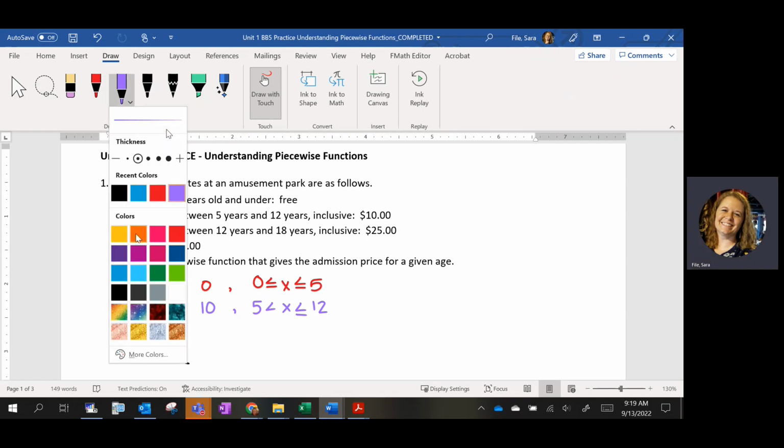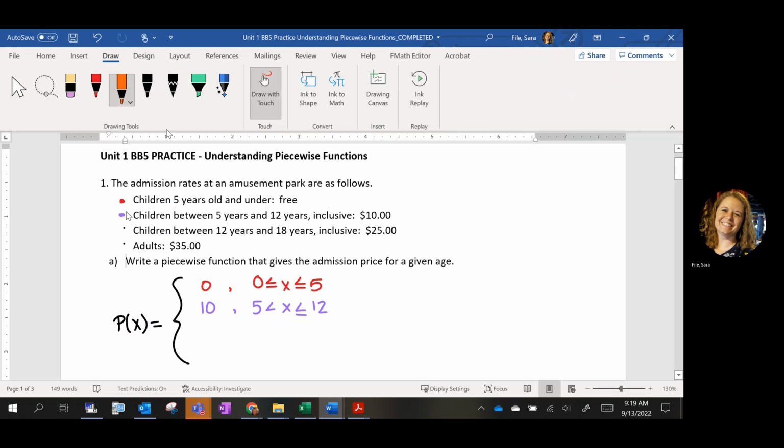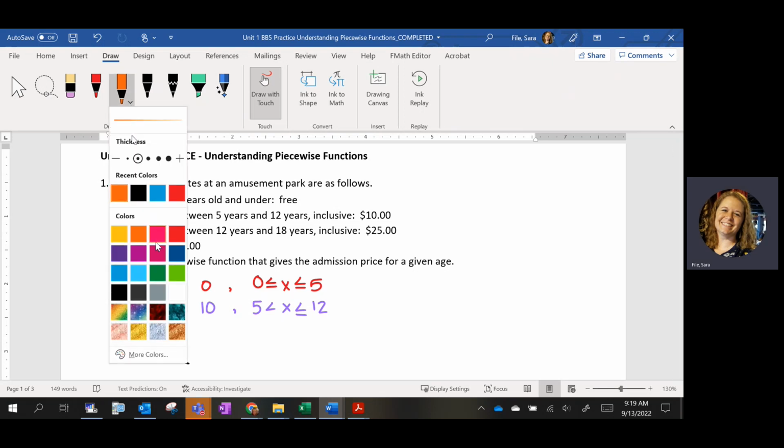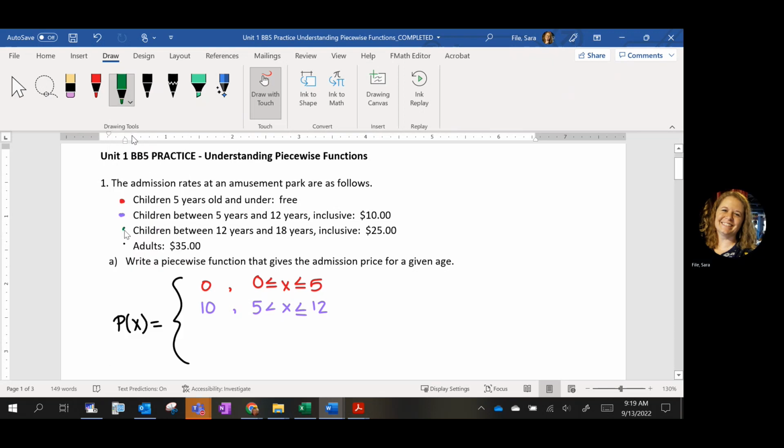All right, and then we had, I don't want orange, let's do green. Children between 12 and 18 are $25. We're going to do the same thing with our inequality. It says inclusive of the 18, so we include it with an or equal. We do not include the 12. The 12-year-olds get the cheaper rate.